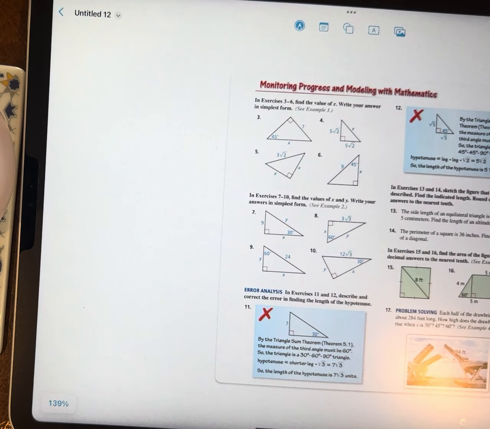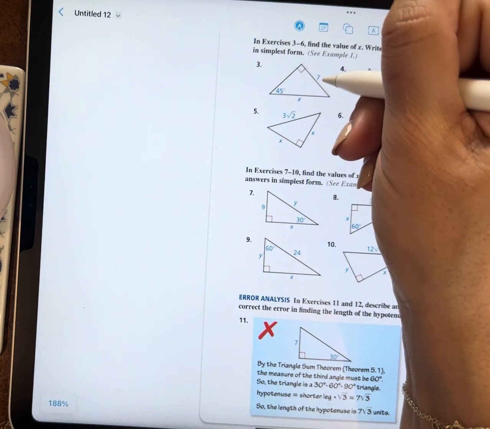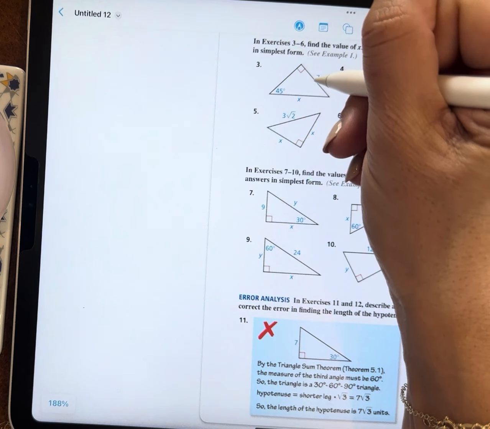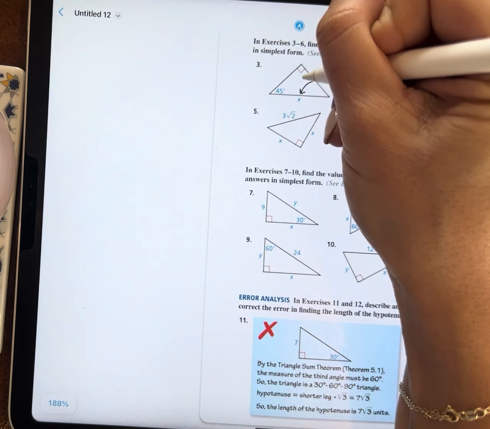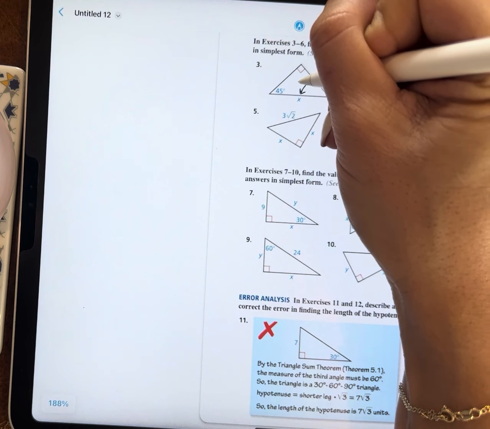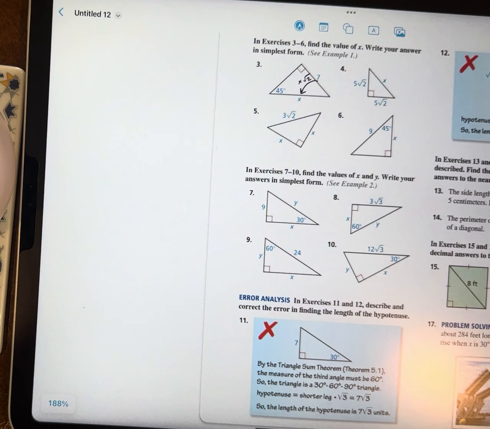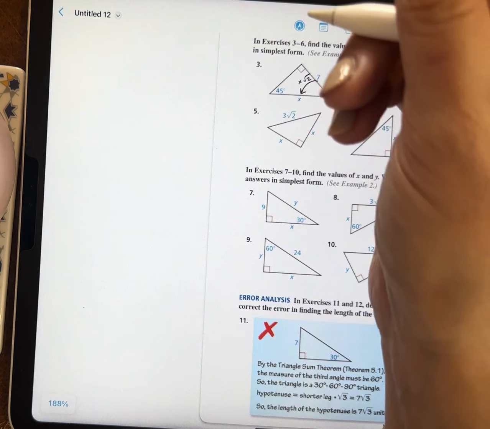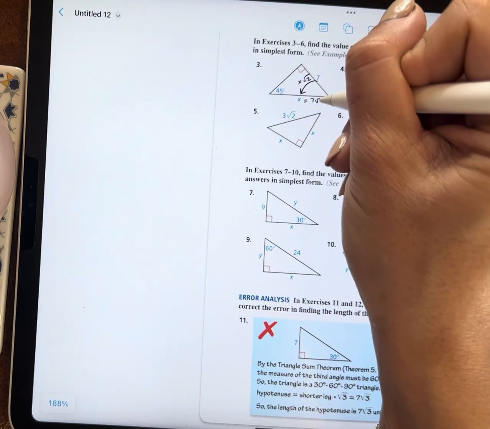Ladies and gentlemen, let's do our homework. This is section 9.2. We're finding the value of x. Here we have a 45, 45, 90 triangle. The leg is 7. So to go from the leg to the hypotenuse, we multiply by radical 2. So we get that x equals 7 rad 2.